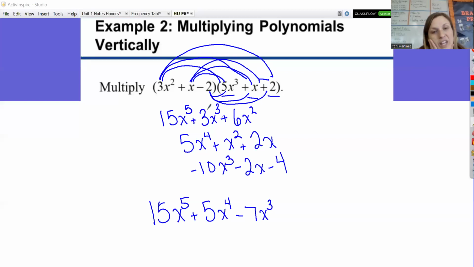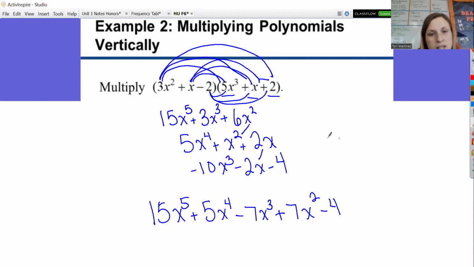So we take our 3x cubed and our negative 10x cubed, that gives us negative 7x cubed. We have these x squareds here, so we add their coefficients, 7x squared. We're going to add our linear terms together. A positive 2 and a negative 2 cancel. We don't have to write plus 0. And then finally, we have a negative 4, so we put that there. We double check if we have any other like terms. We don't. That is our answer.